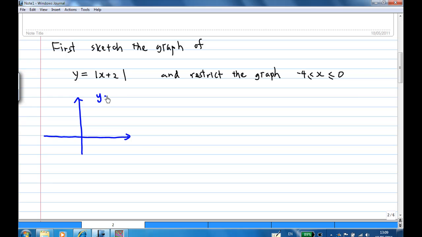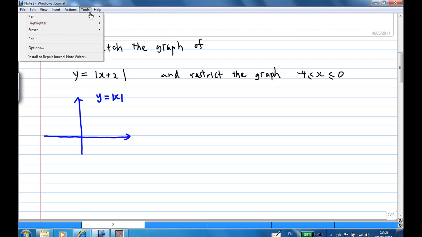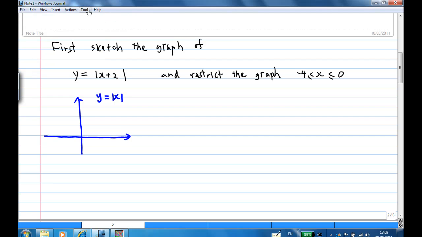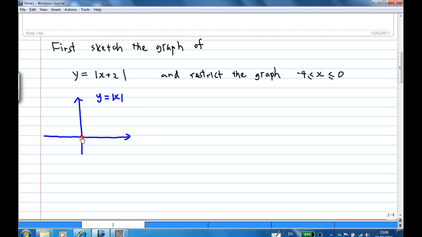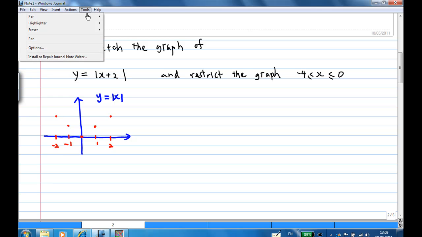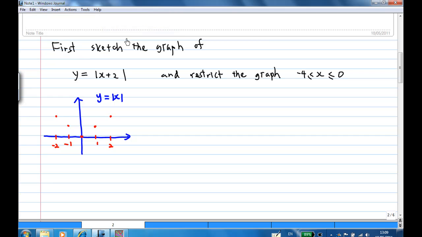So if you have y equal absolute value of x, the graph will look like this. When x equal to 0, y is equal to 0. For x equal to 1, y is equal to 1. For x equal to minus 1, y also equal to 1. For x equal to 2, y equal to 2. For x equal to minus 2, y equal to 2 again. So the graph of absolute value of x will look like this.